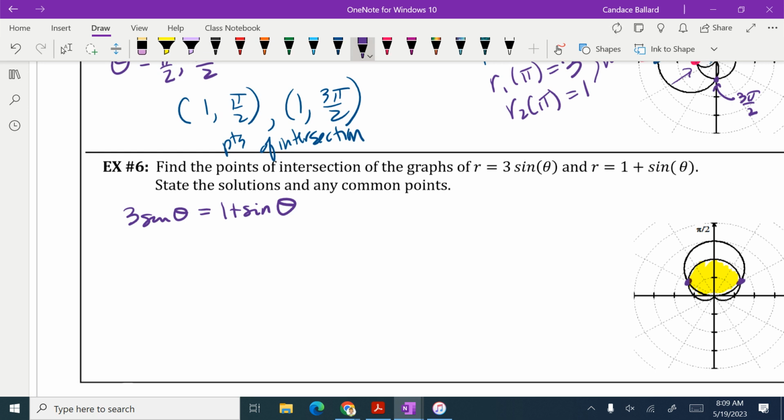All right, let's take a look. So I'm going to take this sine to the other side. So I have 3 sine minus 1 sine is going to give me what? 2 sine theta equals 1.